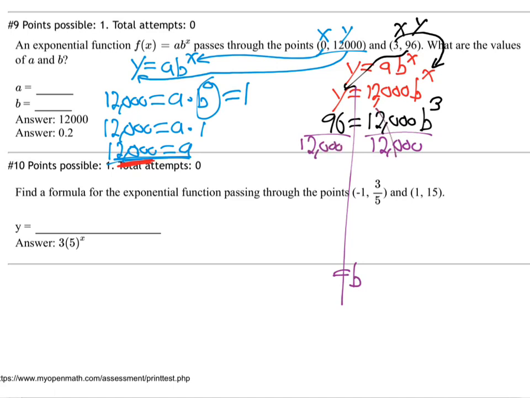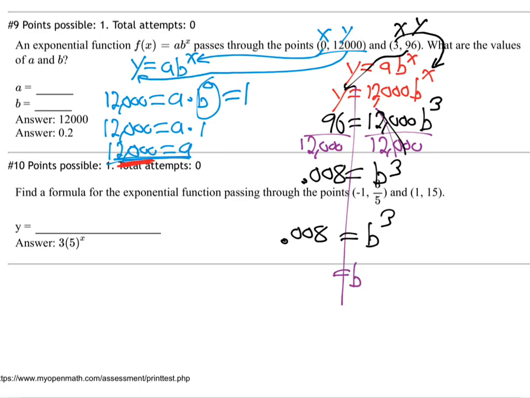Like that. Your calculator will tell you it is 0.008 equals, and these cancel, b to the third. Bring that down here. B to the third is 0.008.